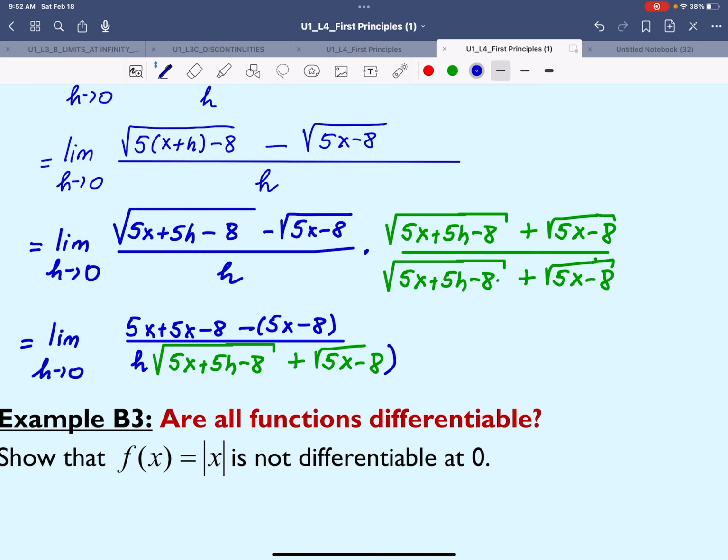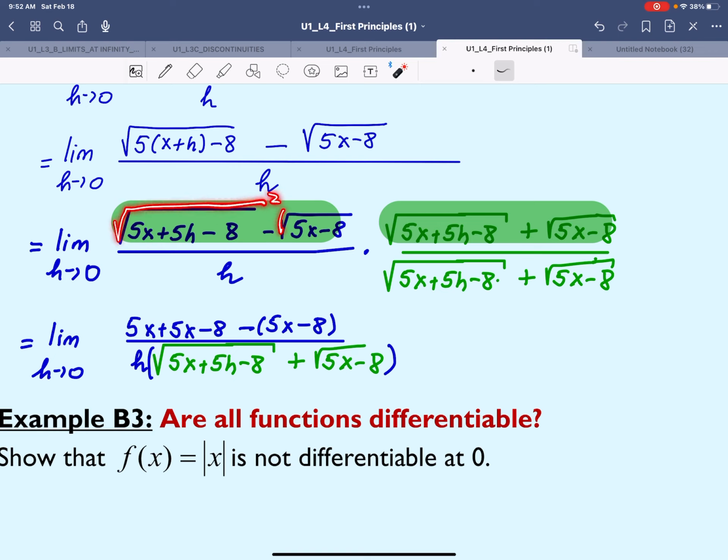Now, remember that these two together will multiply to give the difference of squares, which means that the square roots will be squared, so they will disappear magically. Always magically, because math is magic. Here we go. Limit as h approaches 0.